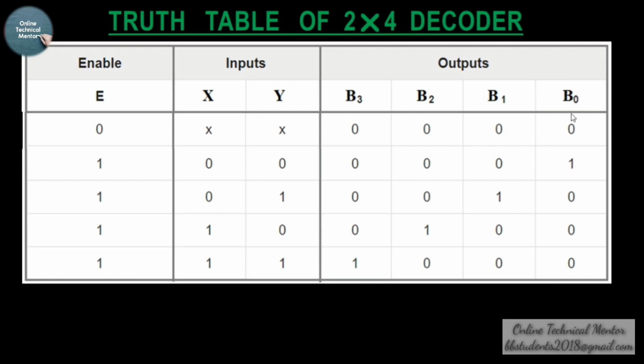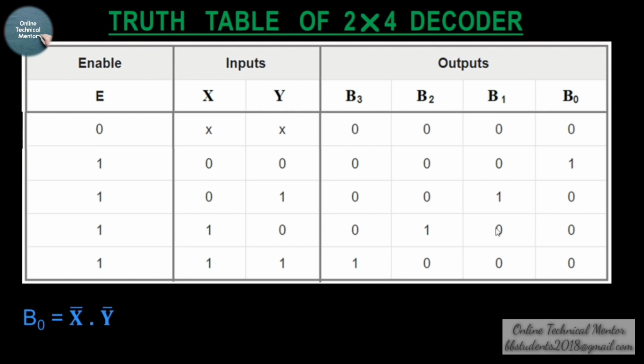So in this column, B0 is high when X and Y both are 0. That means B0 is high when X is 0 and Y is 0 at the same time. So just write the expression like that: B0 equal to X bar dot Y bar. So 0 is written as the invert of the corresponding variable. So X bar dot Y bar, this is an AND operation. They are occurring at the same time. So the expression will be X bar and Y bar.